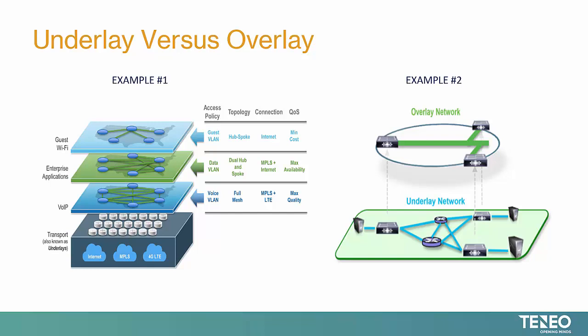It is the underlying network responsible for the delivery of packets across the network. Think of the underlay network as the physical transport infrastructure. It can consist of MPLS, Internet, LTE, or even low Earth orbit satellite. Underlays are the actual IPsec tunnels and physical paths taken. An overlay network is a virtual network that is built on top of the underlay network. Think of the underlay as providing a service to the overlay.